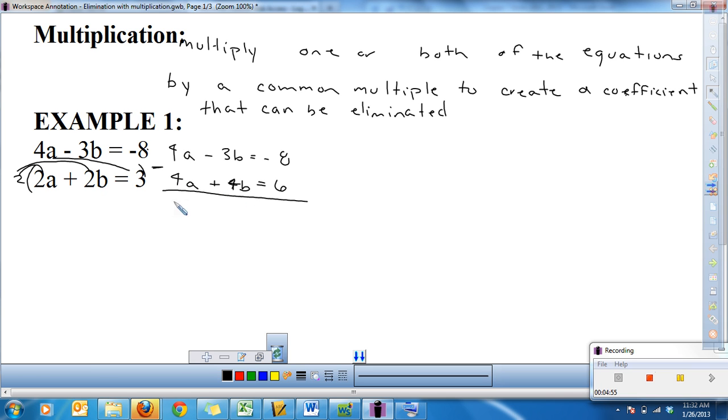4a minus 4a gives me 0a. Negative 3 minus 4 gives me, do that on your calculator, I'll give you a second.